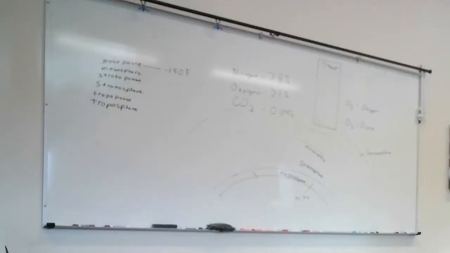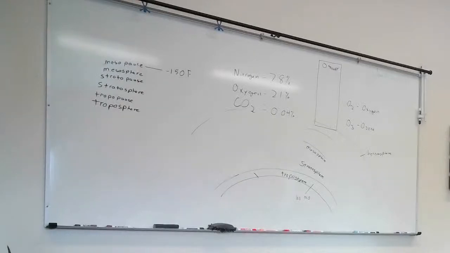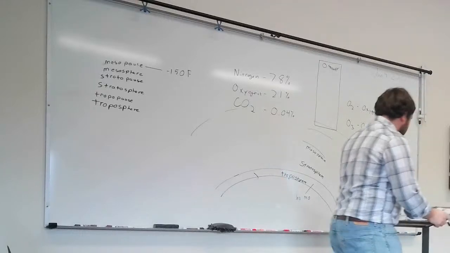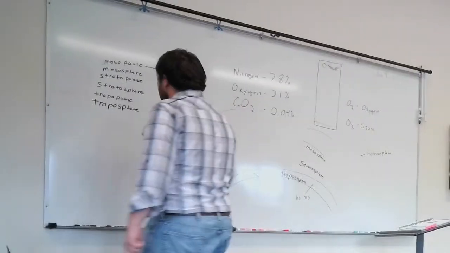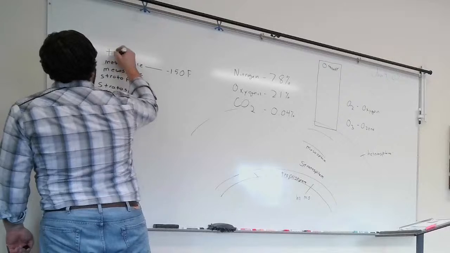All right. So we got to the mesopause. The next layer is the thermosphere. Now thermo means heat. We can deal with that. We get our thermopause, and now we get hot.